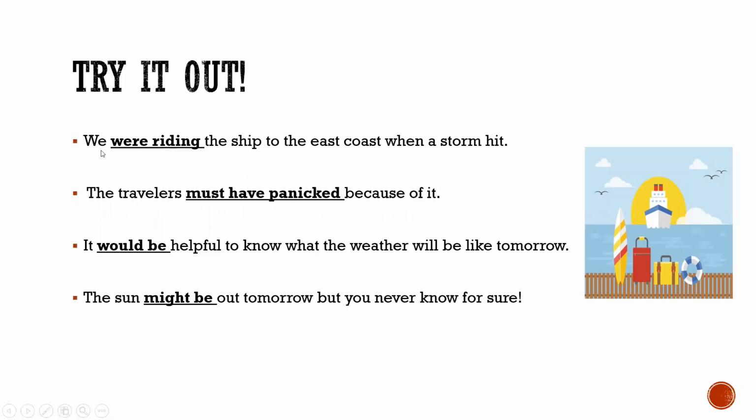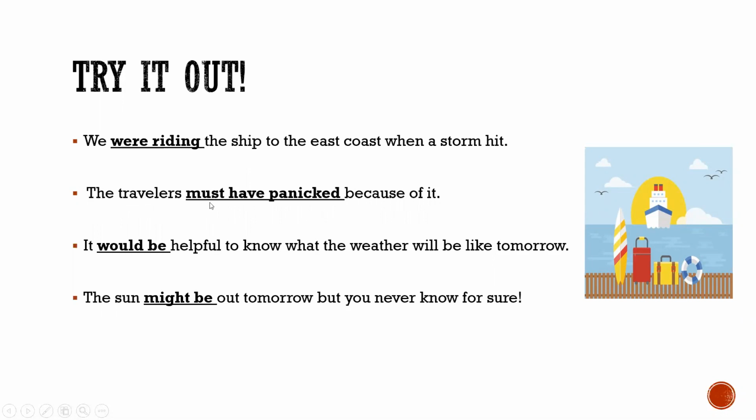Okay, let's have a look at the first one. We were riding the ship to the East Coast when a storm hit. Your verb phrase would be were riding. Were is your helping verb, and your main verb or action verb would be riding. Okay, remember that helping verbs, you have to place them before your main verb in the sentence.